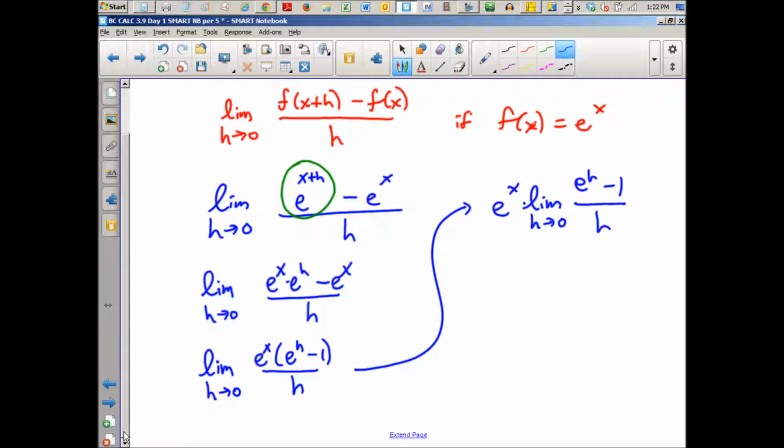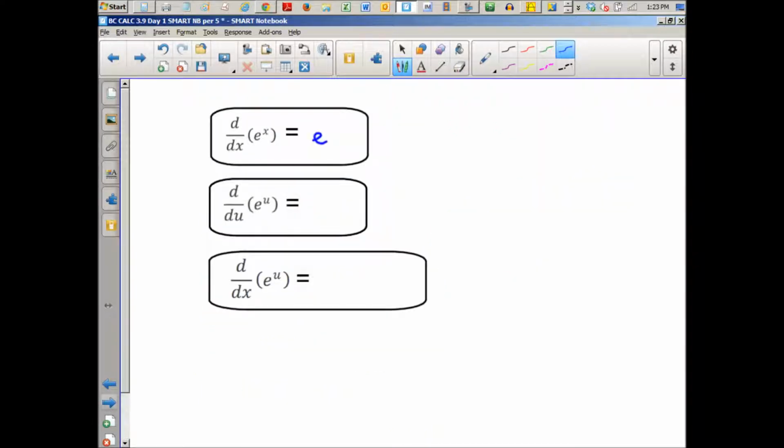Didn't we just do this limit on our calculators? What was it again? 1. Interesting. So what is the derivative of e to the x? E to the x. The derivative of e to the x is e to the x. That's pretty fascinating.